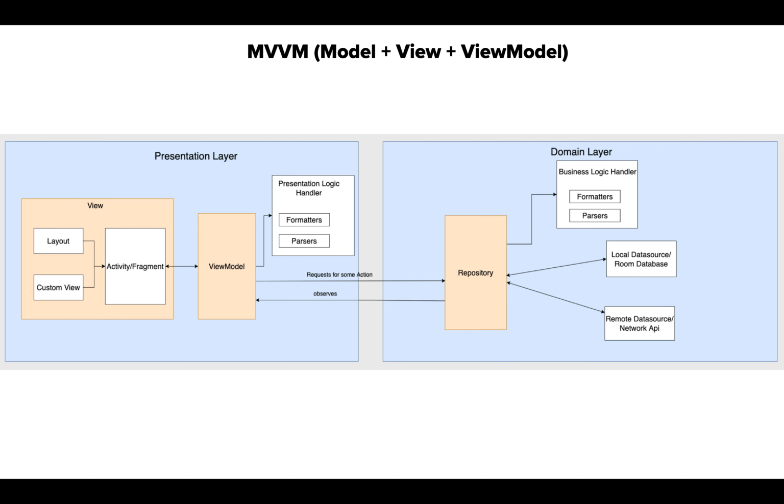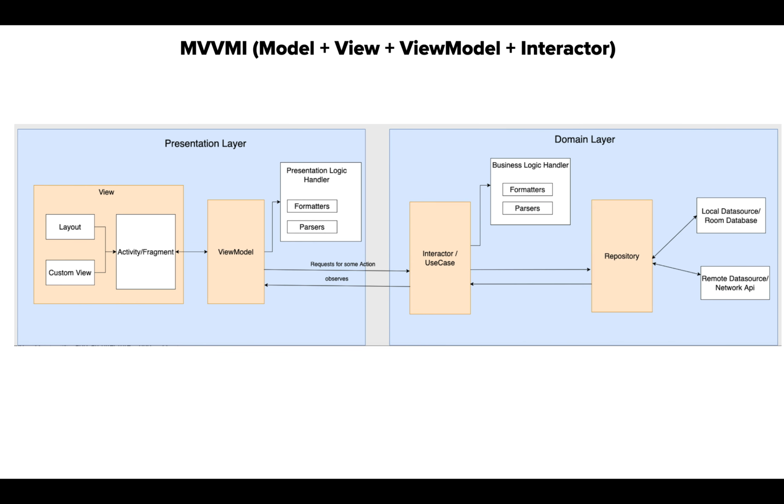In that case I found that this approach didn't work. This approach of MVVM worked in 70% of scenarios. However, there are 20% of cases where I found those types of deviations. In that case again I created another layer in between the view model and repository, that is the interactor or use case.